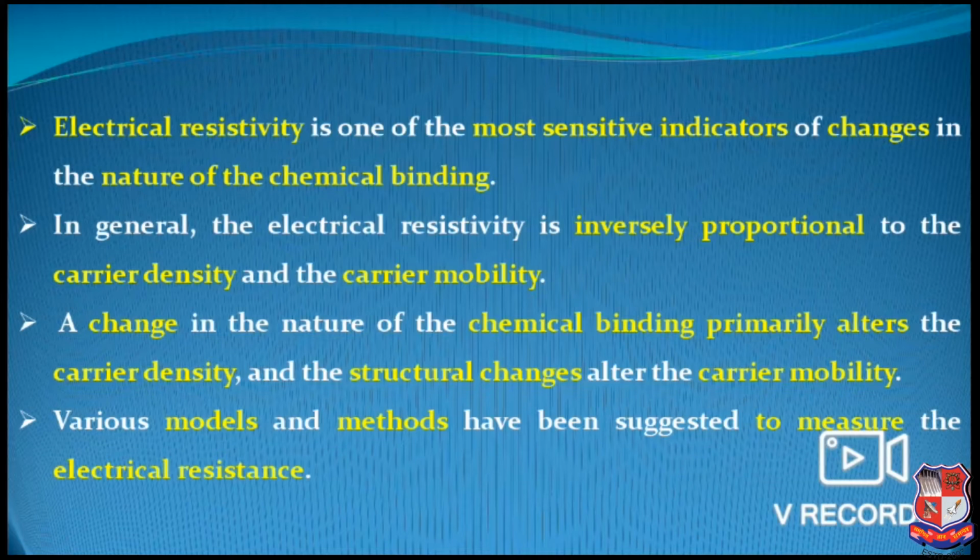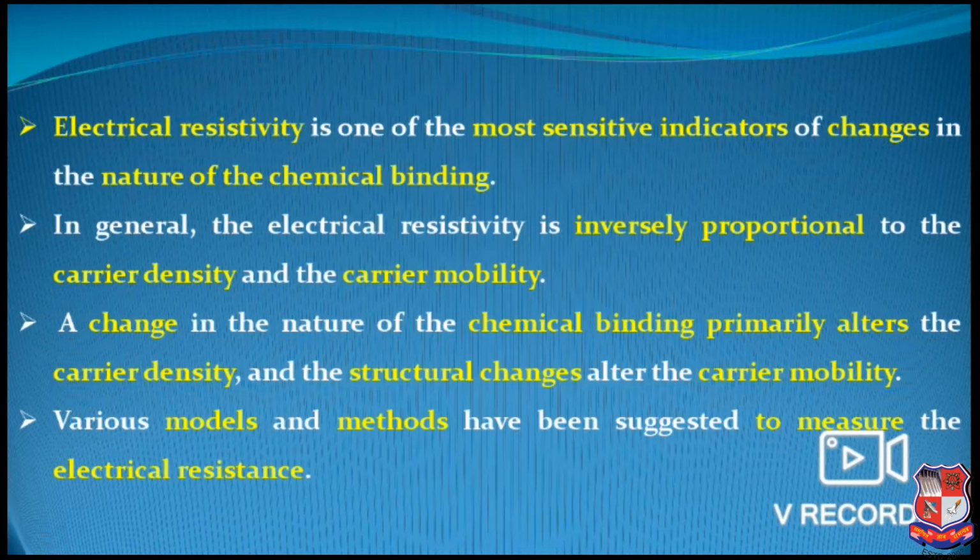In general, the electrical resistivity is inversely proportional to the carrier density and the carrier mobility. So these two are the major parameters on which the dependence of electrical resistivity is considered. A change in the nature of chemical binding primarily alters the carrier density, and the structural changes alter the carrier mobility. So this way, both the parameters affect electrical resistivity.